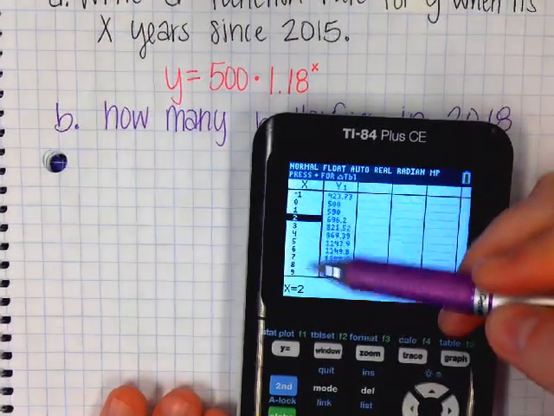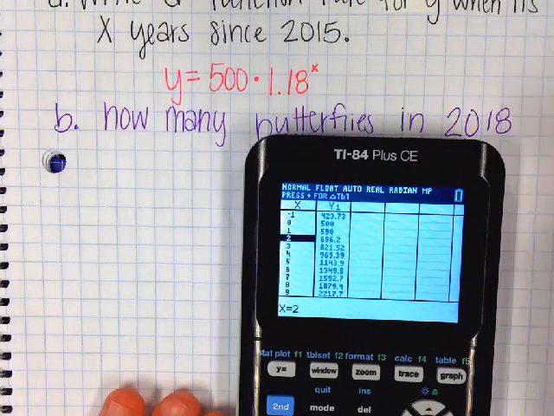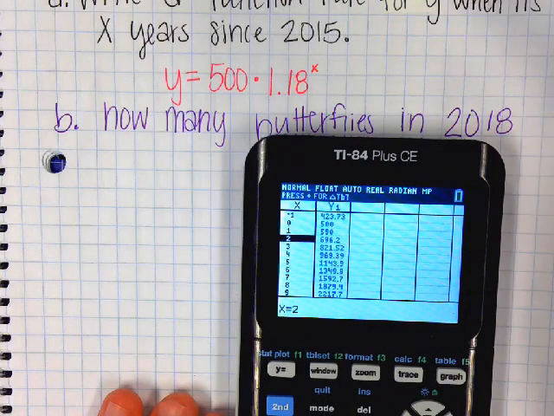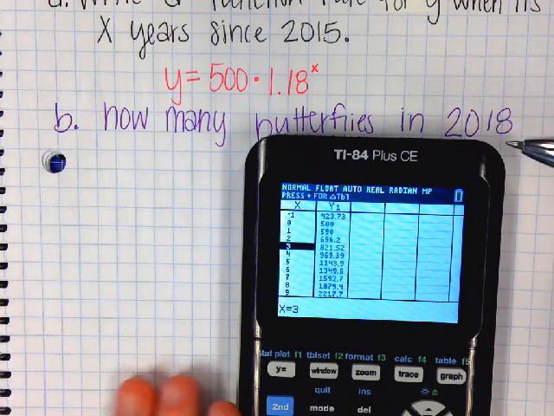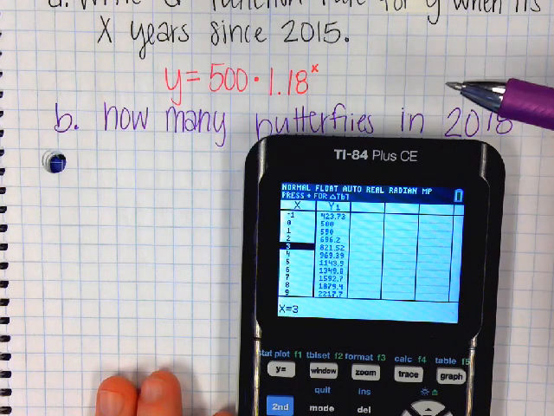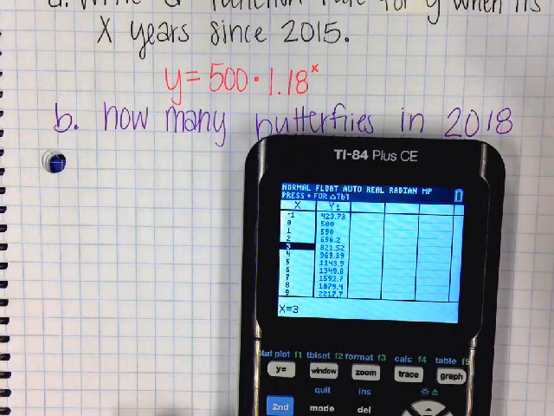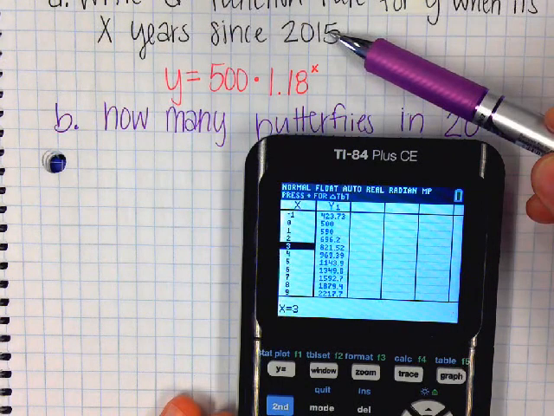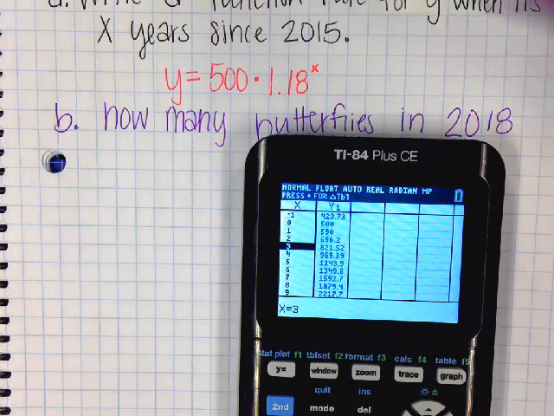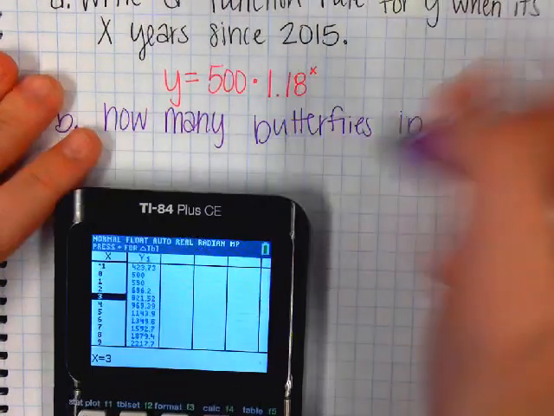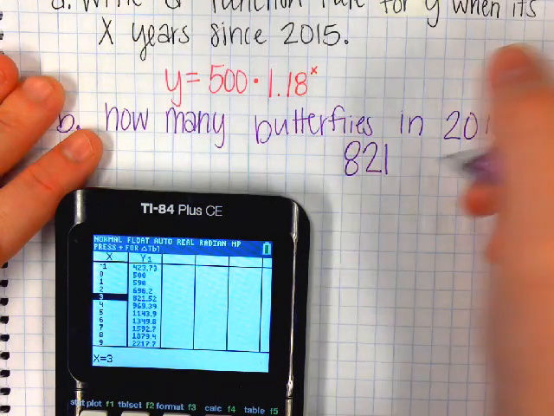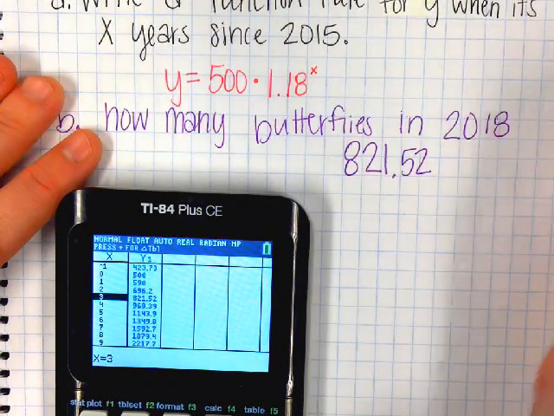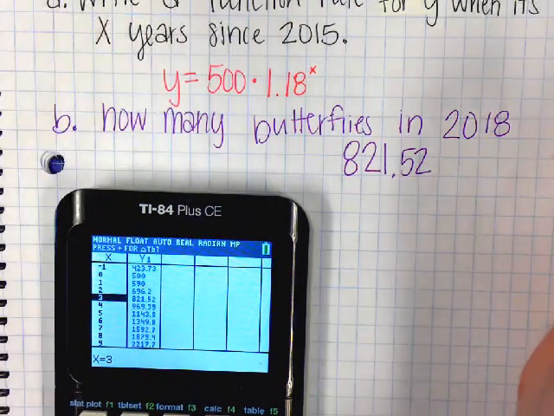Do I need to move my calculator to an X value of 2018, or what do I need to use? The 3. Why the 3? Because it's been 3 years since 2015. You can subtract 2018 minus 2015, and you know it's 3 years. So how many butterflies would there be? 821.52.